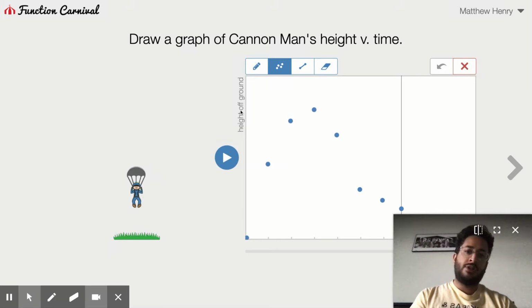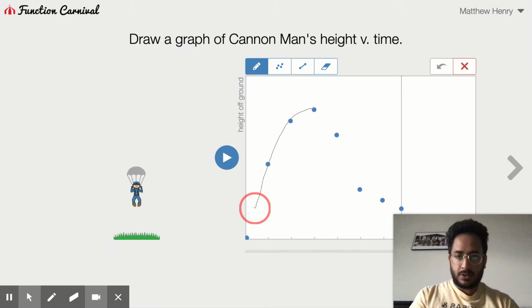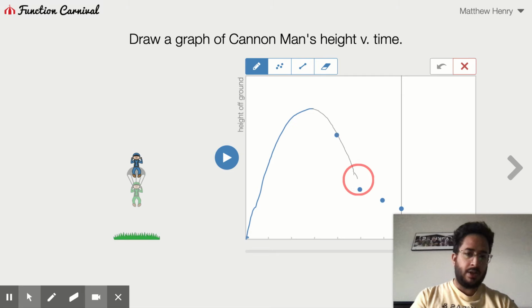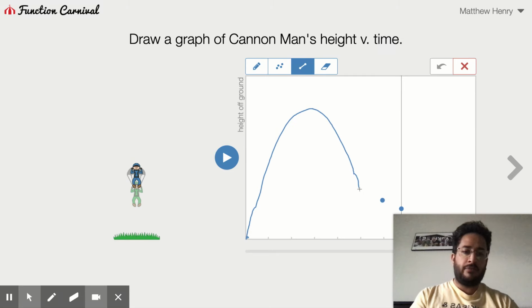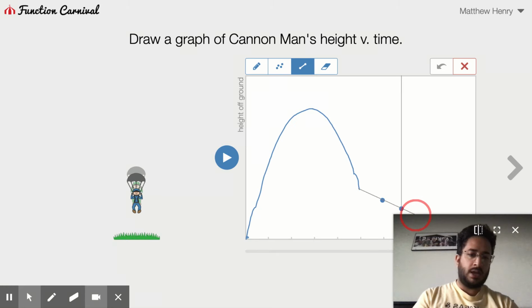And I'm going to try and quickly connect these just so we can talk a little bit about what we're seeing. So there we go. And then this is the part where he's falling, and he falls until about this point there. From there, it looks as if the graph kind of follows a straight line. So I'm just going to add in that straight line there and see how we have done.